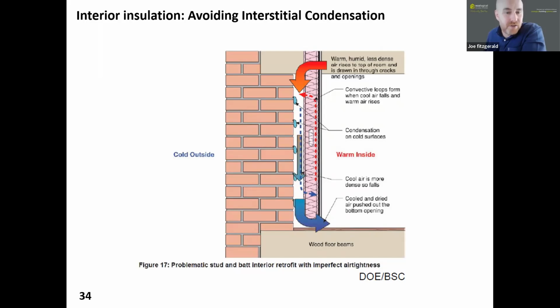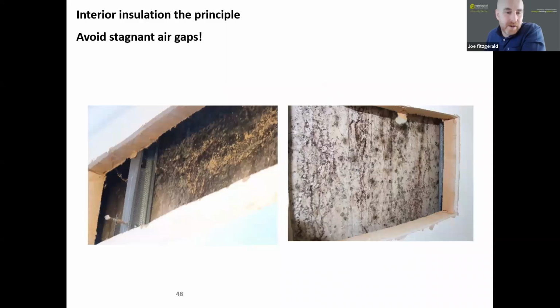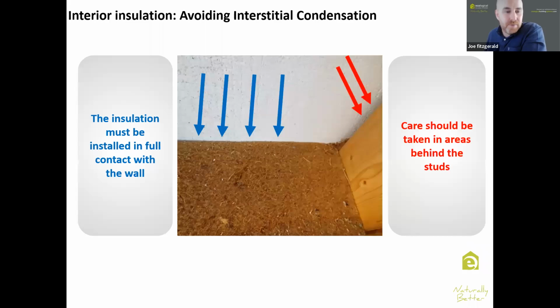Press the dry line straight back to the wall and eliminate the void where potentially warm, humid air can leak into. And if you don't, a stagnant air pocket is very prone to causing this type of issue. So avoid stagnant air gaps, follow those simple rules. The insulation installed in contact with the wall. If the wall happens to have a surface on it like lime, that's ideal.